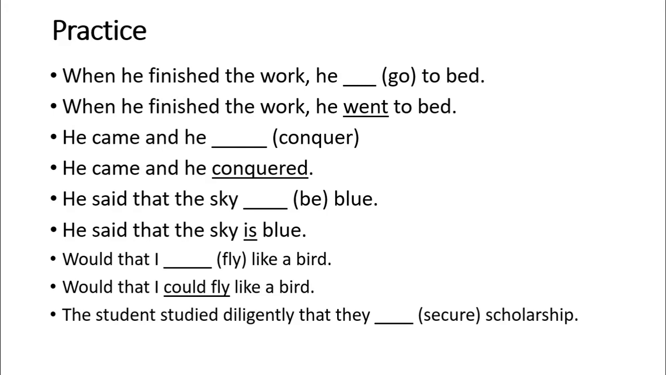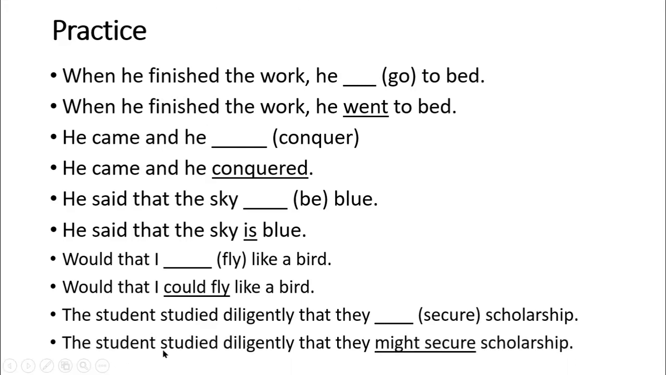Next, the student studied diligently that they dash secure scholarship. Okay, dear boys, when we have this type of word like that, so that, in order that, then we have to add might, can, could, may, this type of auxiliary verbs before the main verb. So the answer is the student studied diligently that they might secure scholarship. So why have we written might here? Because we have the first clause written in past form. The student studied diligently. That's why here we have written might. The student studied diligently that they might secure scholarship.